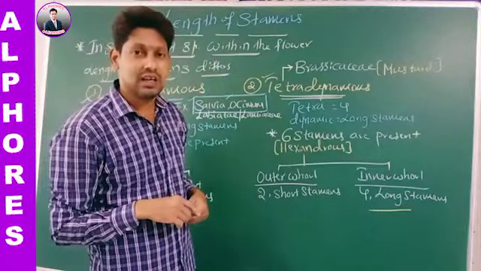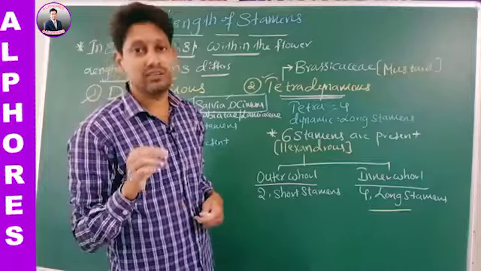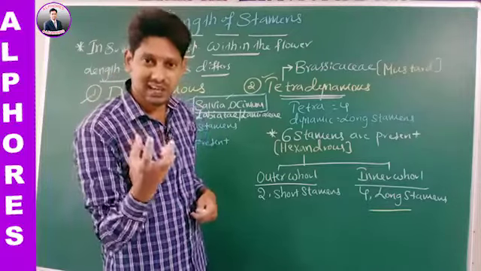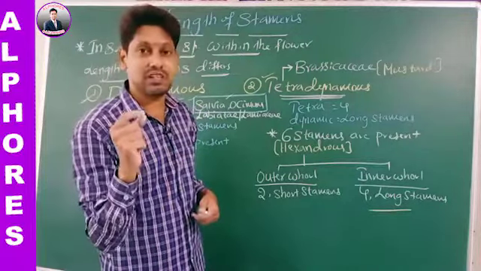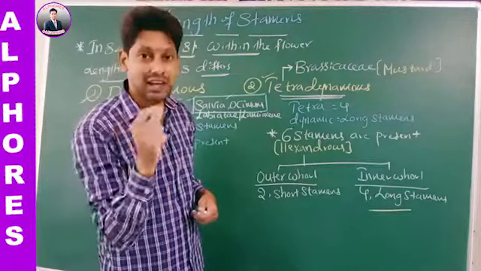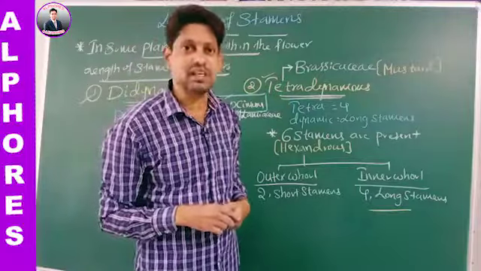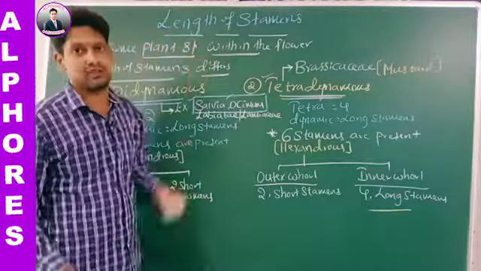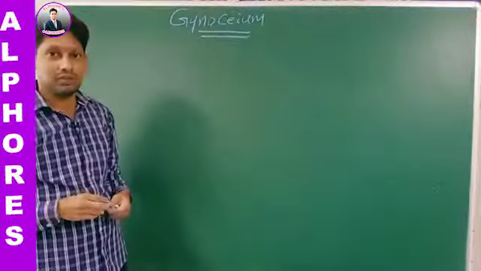what varies? Length of the stamens varies. Within the flower, in the same flower, length of the stamens varies. In the case of Salvia, Ocimum and Brassicaceae family. This is about length of stamens, right? Go for the next topic.